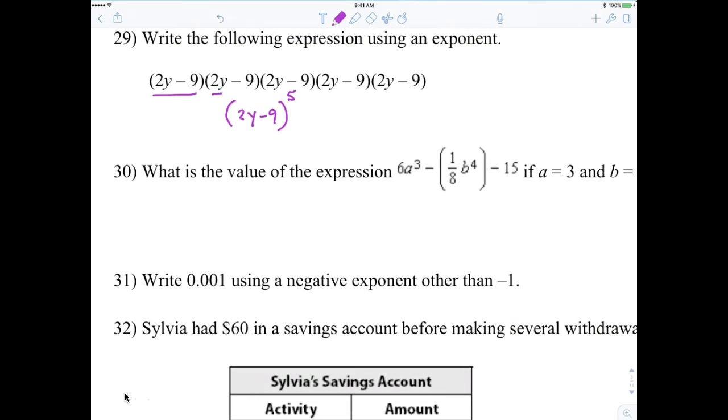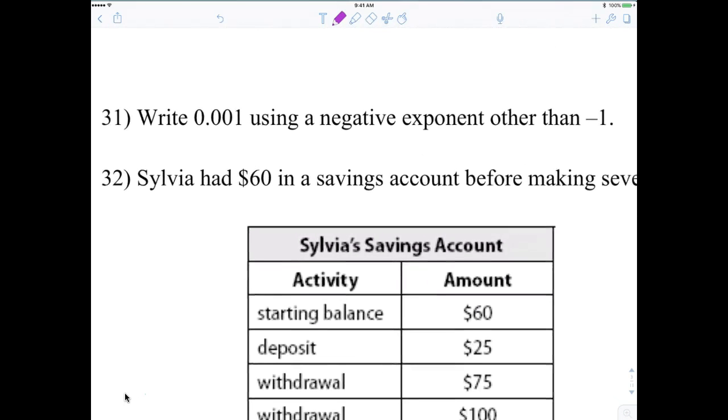So you're literally just counting how many 2y minus 9s there are. That is 5. That's right. That's why we write it as 2y minus 9 to the 5th. Oh, that's it? Yep, that's all I'm asking for. Okay? All right.